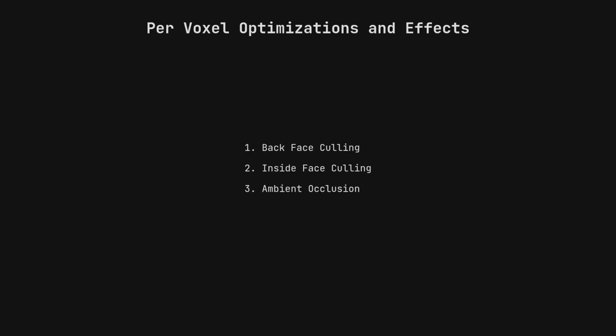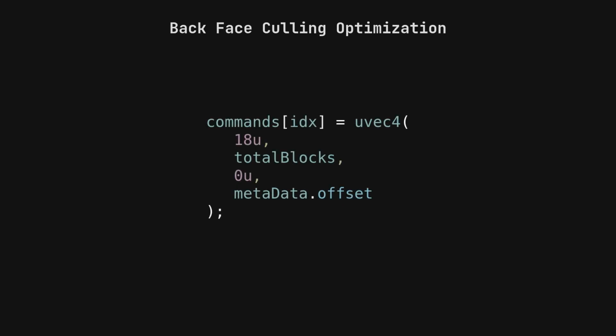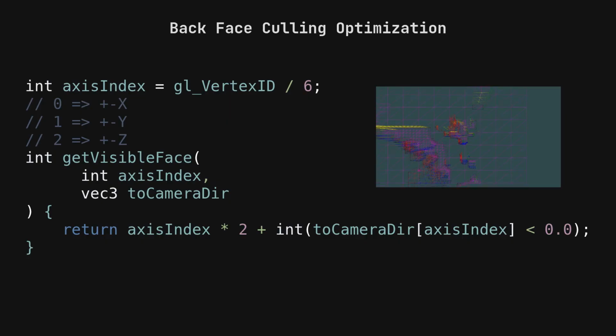This raises a few questions on how we handle culling and effects, like backface culling, inside face culling, and ambient occlusion, since most of these are traditionally done by taking advantage of building a vertex mesh from a chunk on the CPU. First, for backface culling, we only ever see 3 faces of a cube, so we make our block instance 3 quads. The vertex shader then figures out which face we are working with per vertex.